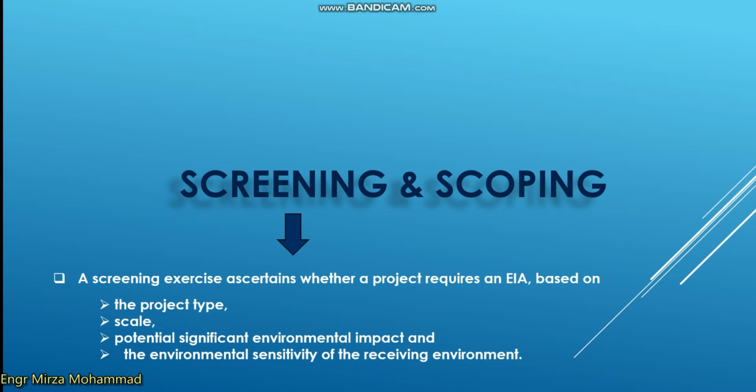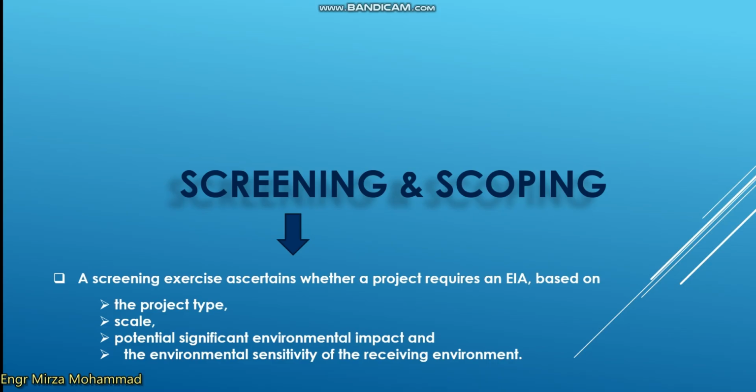So what is screening? We know that when we execute a project, and as we have learned in our previous video, when the project is of red category, that is, if the project is of extreme danger category, in that case we will proceed with the screening process. How we will continue the screening process will depend upon the project type, the scale of the project, and the potential significant impact that the project has on the environment. We have to also consider the environmental sensitivity that the project has. So basically, considering all these facts, screening is done.